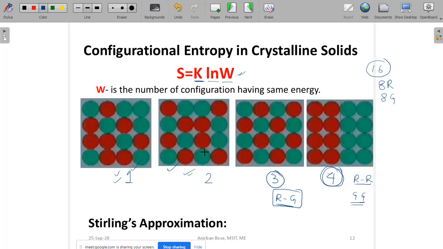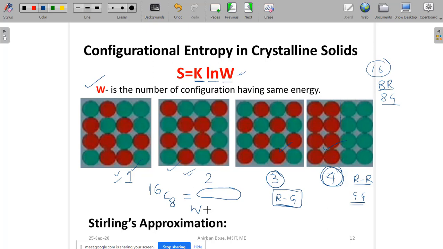So W is what? W is the number of configurations having the same energy. If we consider this configuration of 16 atoms, where 8 are of one kind and 8 are of a different kind, how many different configurations can you make in total? That is 16C8, and if you calculate it, it is more than 10,000, a very, very large number. And out of this large number, how many have a different energy level? Only 2, this and this, 3 and 4. So W is equal to what?